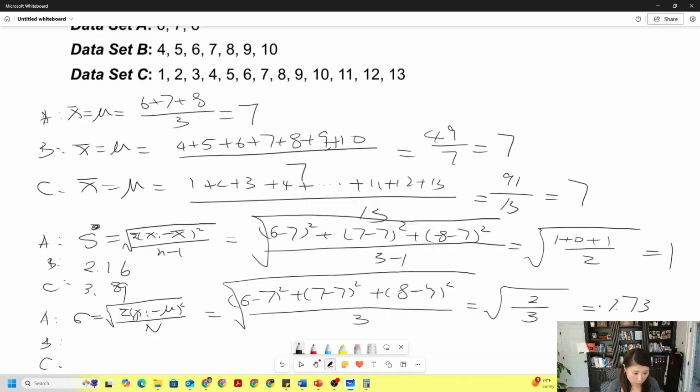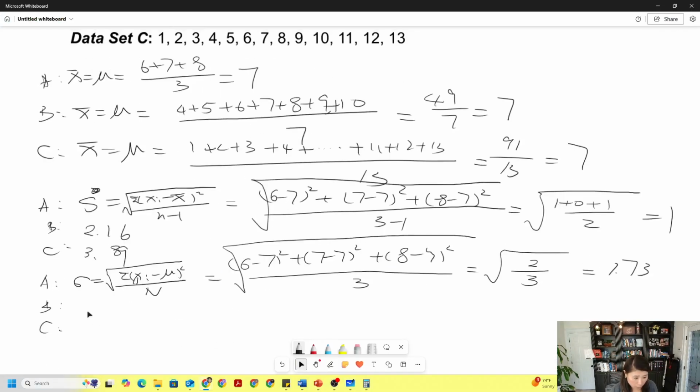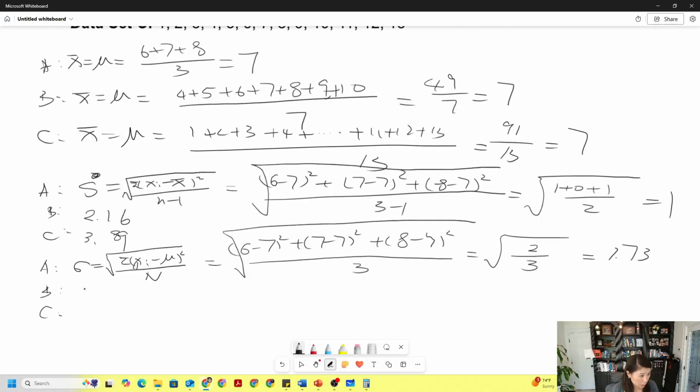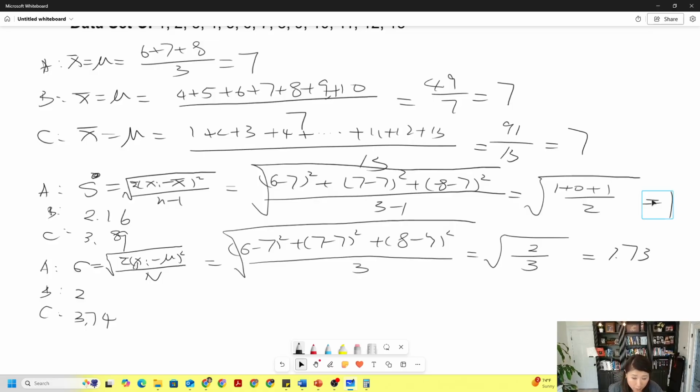I used the same method to calculate B and C. For B, I got 2 for the population, and for C, I got 3.74. So these are the answers for A, B, and C if we consider the data as a population. As you see, if it's a population, the value tends to be larger than the sample. A was 1 and becomes 1.73 for the population, B was 2.16 and becomes 2, and C was 3.89 and becomes 3.74.